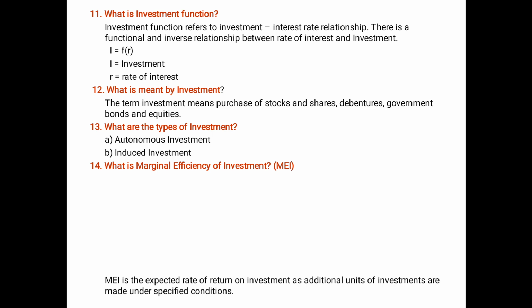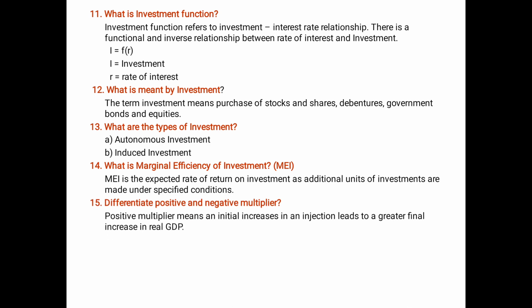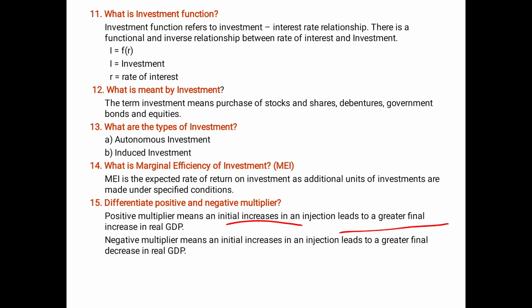MEI is the expected rate of return on investment as additional units of investment are made under special conditions. Differentiate positive and negative multiplier. Positive multiplier means an initial increase which leads to a greater final increase in real GDP. What is negative multiplier? It means an initial increase leading to a greater final decrease in the GDP. So when it is positive, there is an increase in GDP. When there is a negative multiplier, there is a decrease in the GDP.